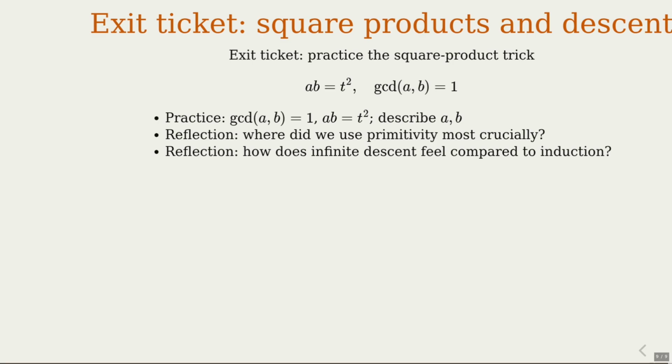For reflection, think about where the primitivity assumptions were crucial. We needed the greatest common divisor conditions to know our factors were coprime, and without that, we could not force them to be squares. Also, notice how infinite descent feels like reverse induction. Instead of proving that all large numbers work, we show that even one example would drag us down forever, which is impossible.